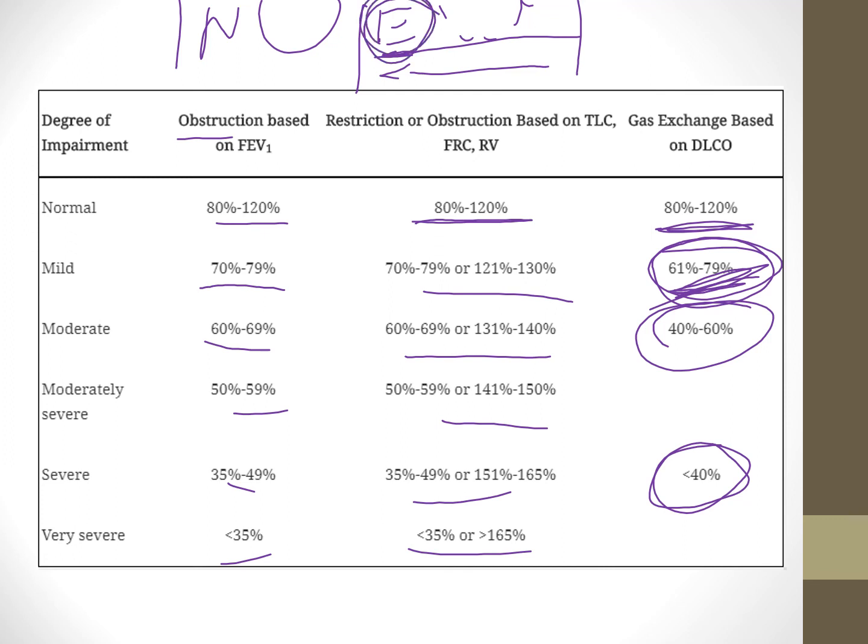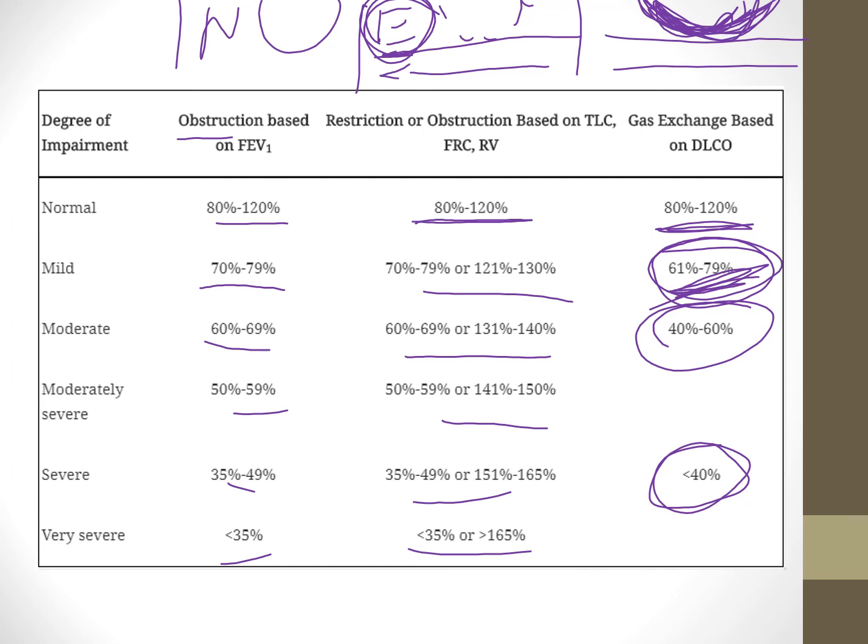If you have low volumes and a low DLCO, it's probably something like pulmonary fibrosis, right? Something that's causing that diffusion to be impaired because of scar tissue building up with the alveoli itself. So we know if you do a PFT and it's obstructive with a low DLCO, it's a sign of emphysema. Everything else, it's hard to know which disease is causing it.